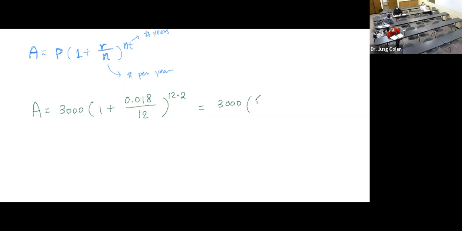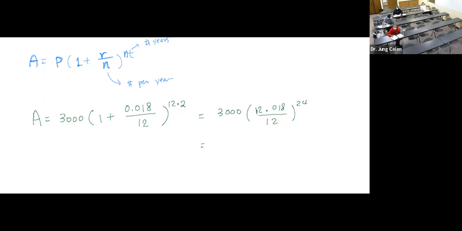So 1 plus 0.018 over 12, to the power 12 times 2, which is 24. So what do you get? I have numbers here. That's about $3,109.88. Okay? All right. Now, try this one.